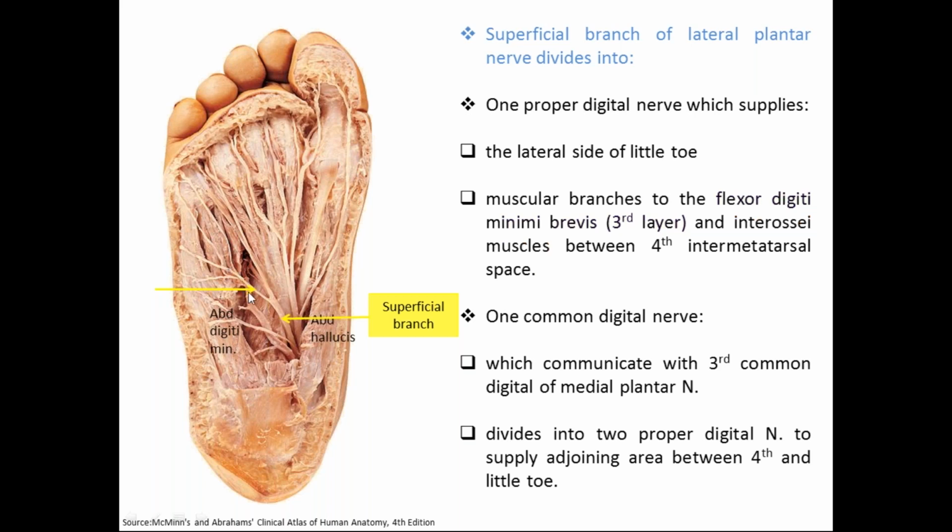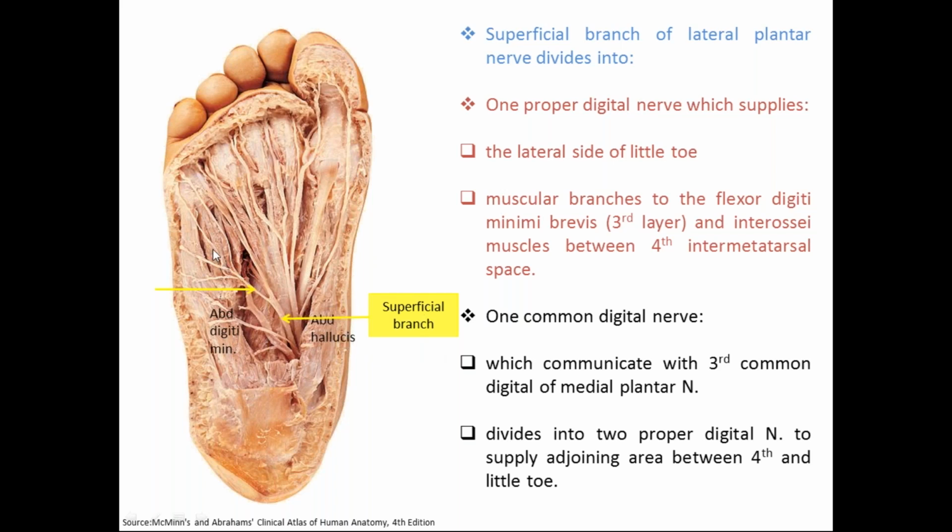Now this one proper digital nerve gives the supply towards the lateral side of the little toe, and also gives the muscular supply to some muscles in this region. So the lateral side of the little toe is going to be supplied by this proper digital branch, which is coming from the superficial branch of the lateral plantar nerve.